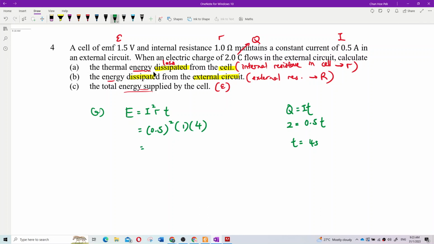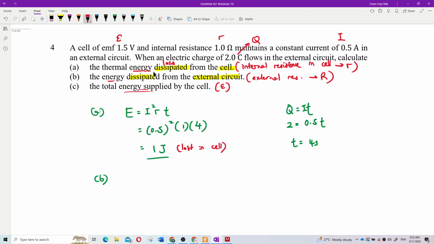So let's calculate. 0.5 squared multiplied by 4. I get 1 joule. This 1 joule is lost inside the battery, lost in the cell.